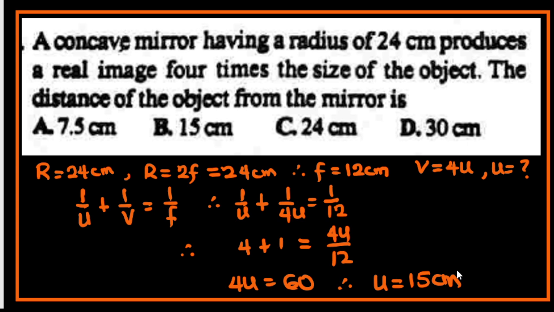Okay, now, sorry sir, this is how it equals 4U. Okay, good. Now look at this line. The question says produces a real image that is 4 times the size of the object. Can you see that? Do you get it? Yes, sir. Thank you. Alright.